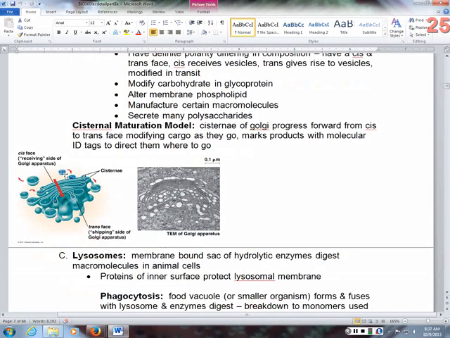So the cisternal maturation model basically says it comes in the cis phase, goes out the trans phase, modified along the way. And so this just shows it coming in. A lot of times it's going to get marked with a molecular ID tag so that it tells it where to go afterwards.